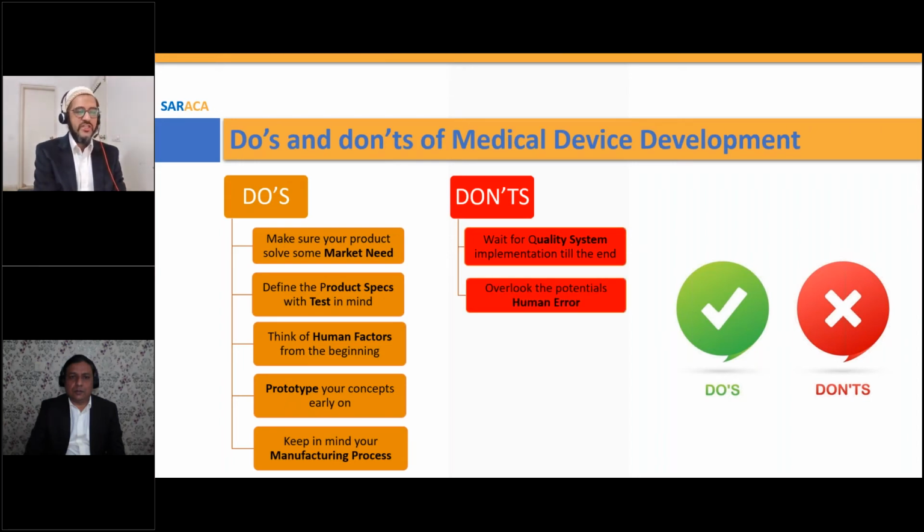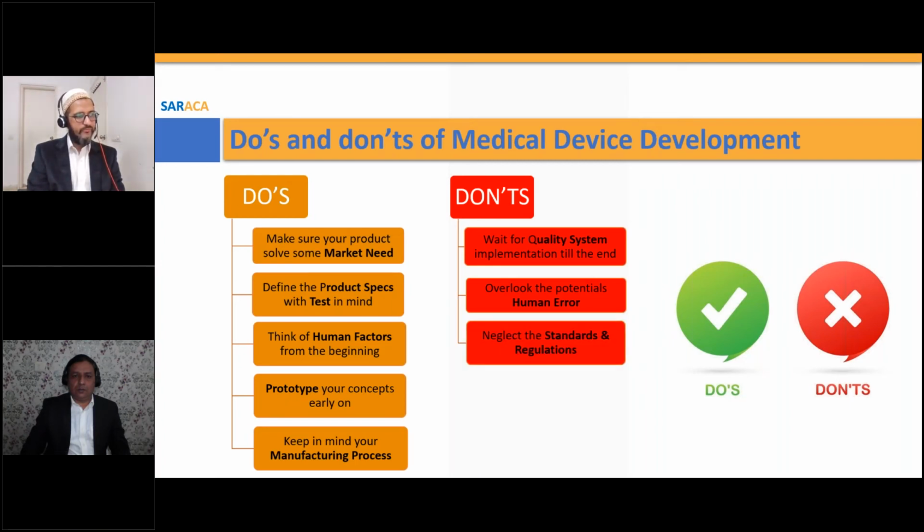Another potential thing to avoid is, don't overlook potential human errors. For example, when you are doing the usability engineering, you see that for this particular feature there can be a user error or a human error. All those risks you should understand at the beginning, and you should try to mitigate those risks as quickly as possible. For example, you can have some design feature which can mitigate those risks and avoid human errors.